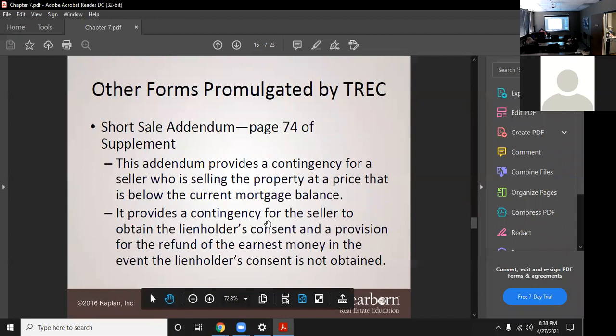Short sale addendum. These are annoying.